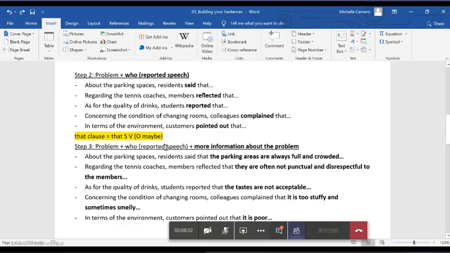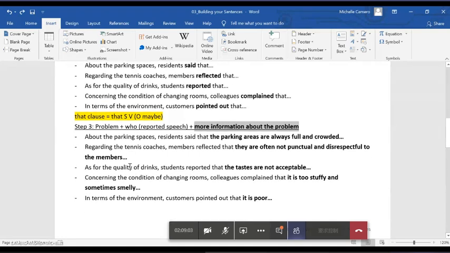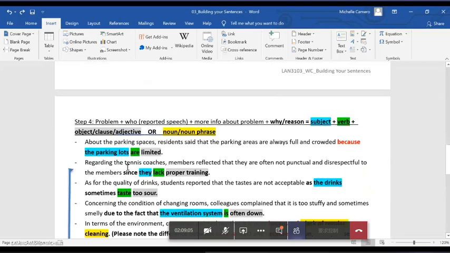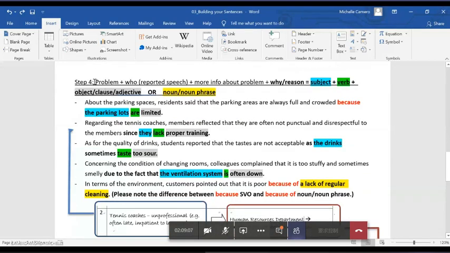Okay, so problem is step 1, who, reported speech, is step 2, more information about the problem is step 3. All right, next, after that we have step 4, okay? So step 4 is basically the why or the reason, okay?